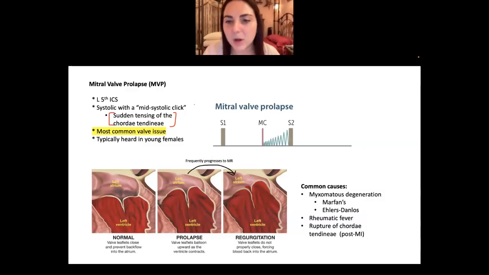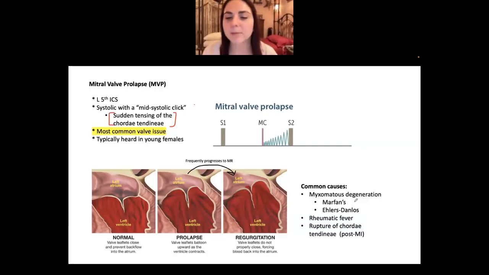Okay. And then common causes of this is an issue with the connective tissue or the fibrin that's present in this area. So they call that myxomatous degeneration. You'll see Marfan syndrome and Ehlers-Danlos as common causes for a lot of stuff, even aortic dissection. Marfan syndrome and Ehlers-Danlos are common causes of that because it's affecting the vessel itself, what the heart is made out of itself.